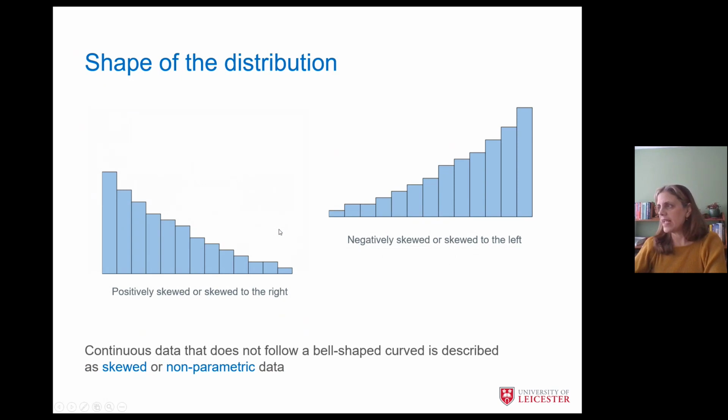Here's some examples of skewed data. So you can see here where you've got a tail that points towards positive values on the x-axis. This is called positively skewed data. Where the tail goes in the other direction and it's pointing towards negative values on the x-axis, that's a negative skew of your data. So here you can see that neither of these data sets are following a bell-shaped curve. And this time you would describe your continuous variable as either skewed or non-parametric.